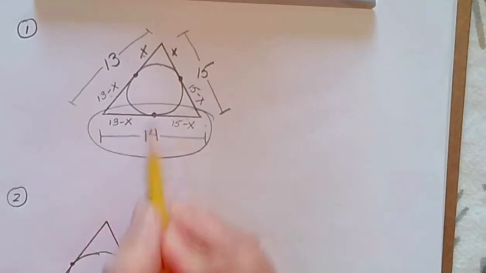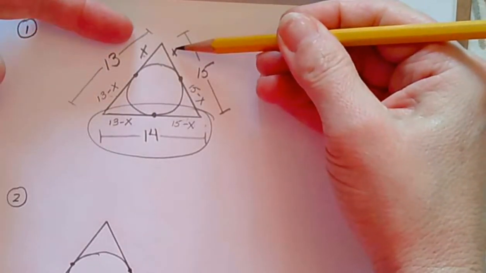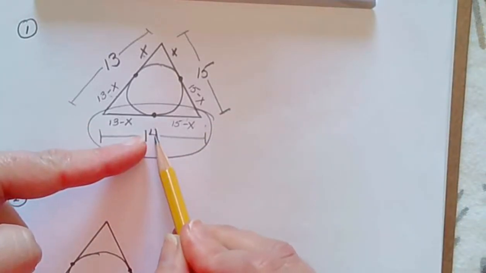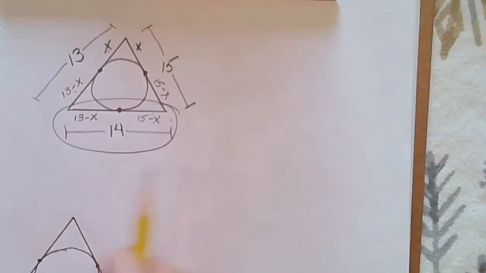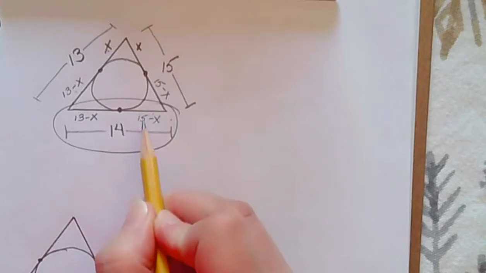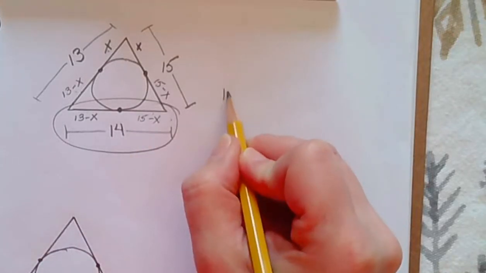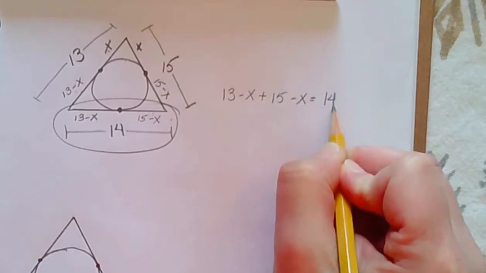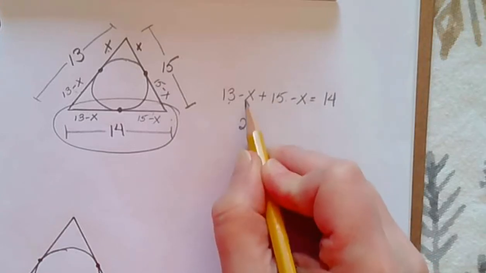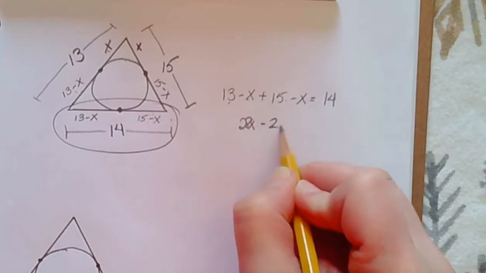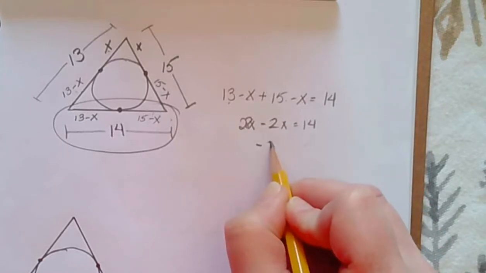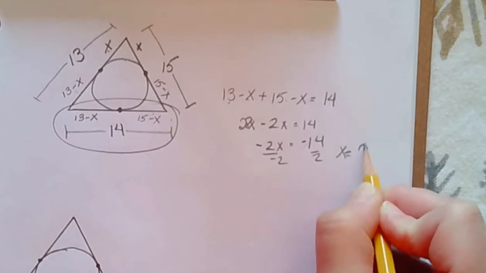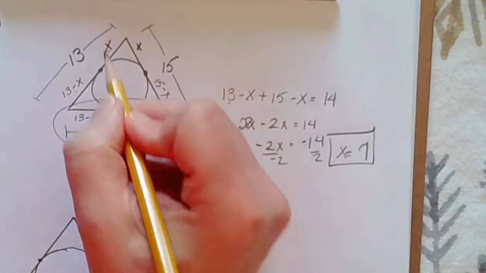And now this, since we started up here and walked around to the bottom, we met here at 14, that's going to give you your equation. These two pieces, when you add them together, will equal 14. So 13 minus x plus 15 minus x is equal to 14. That's 28 minus 2x is equal to 14. 14 minus 28 is minus 14, divided by negative 2, and x is equal to 7.